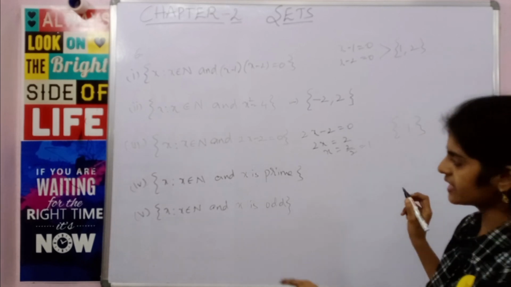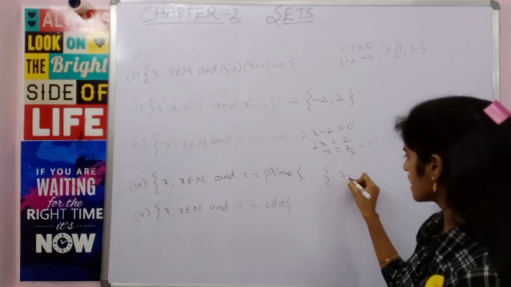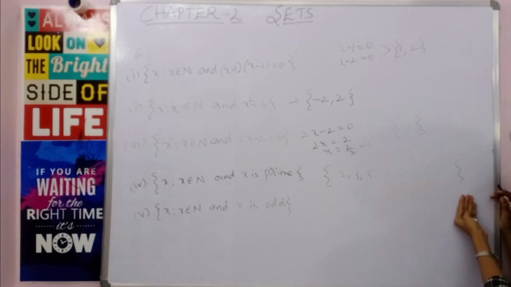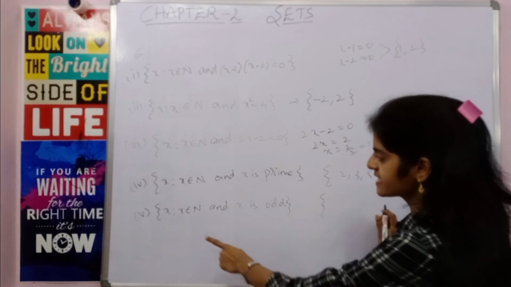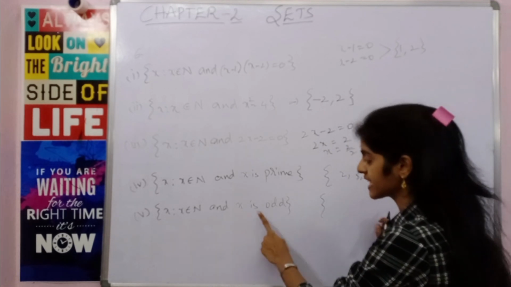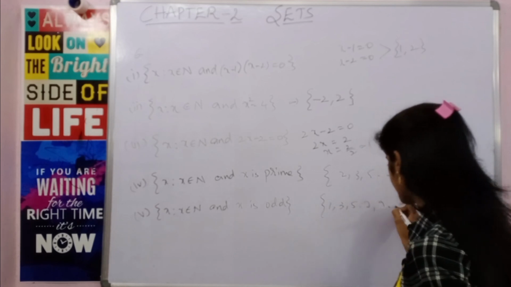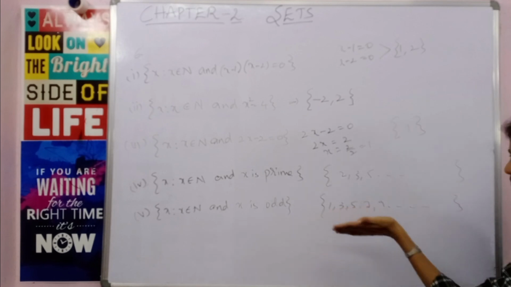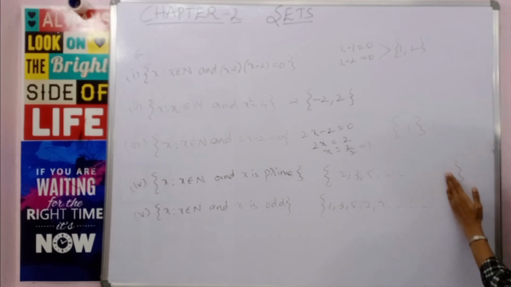Clear? Now here x belongs to N and x is prime. Okay, that means prime numbers are 2, 3, 5, 7, and so on. This set continues, the elements continue. So this is an infinite set. Clear? And here also you can see x is a natural number, they belong to natural numbers, but x is odd. That means 1, 3, 5, 7, 9 and so on. This set continues. So this is also infinite because natural numbers are infinite. Yes, so it continues. Clear? So these two are infinite sets where you are not able to list all the elements here.